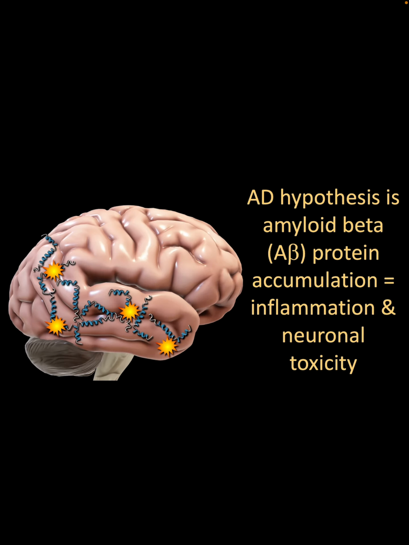Okay, so it seems pretty obvious how we can stop the progression of a vascular dementia. But how do we stop progression of dementia in a much more complex disease like Alzheimer's dementia? To understand how we can try to slow the progression of Alzheimer's, you have to understand the pathophysiology. The current hypothesis in Alzheimer's disease is that it comes from accumulation of amyloid beta protein. This accumulation results in inflammation, and this results in neuronal toxicity and neuronal death. And this neuronal death from the inflammation from amyloid beta protein is what causes the cognitive decline.